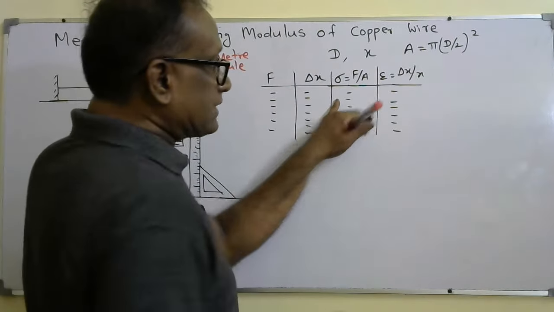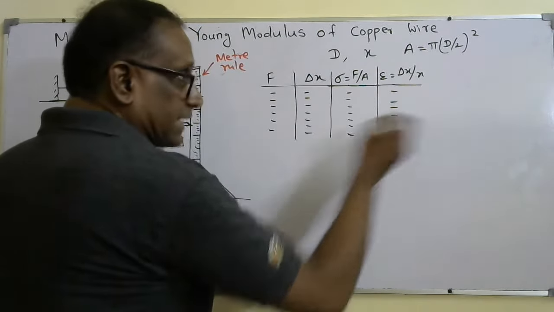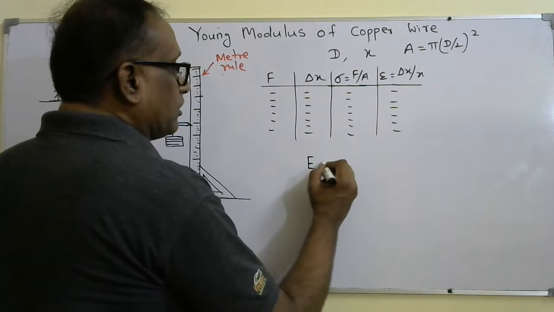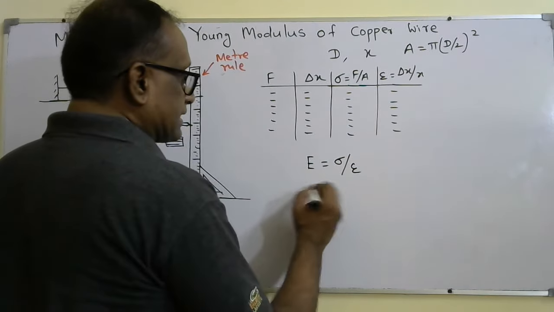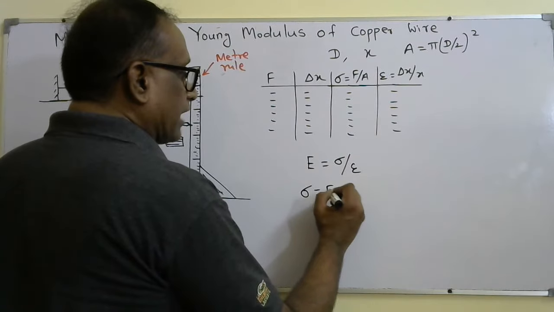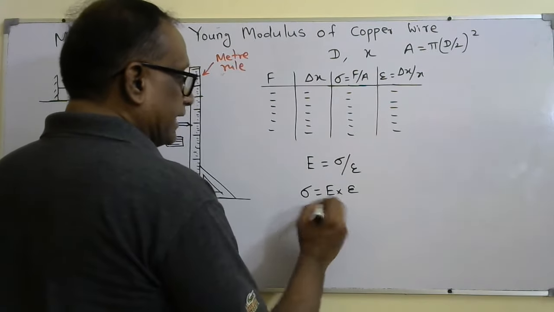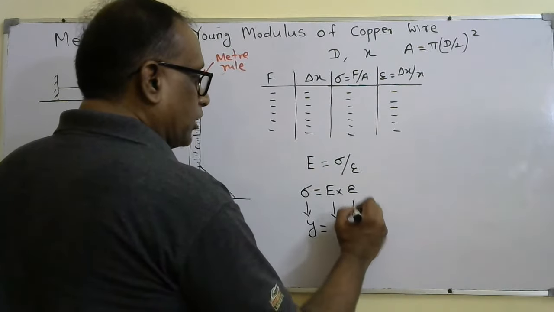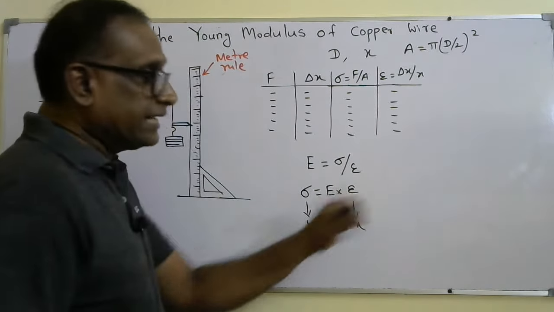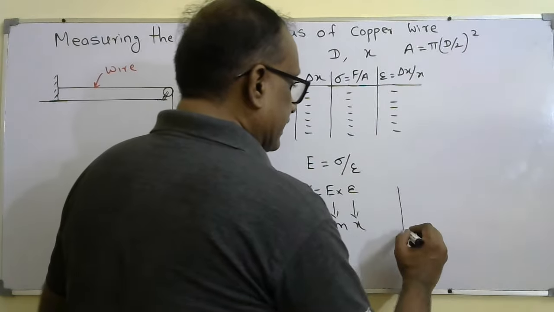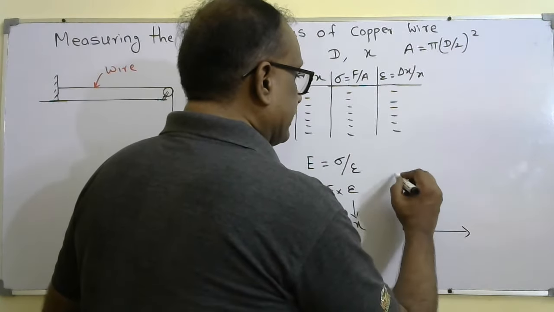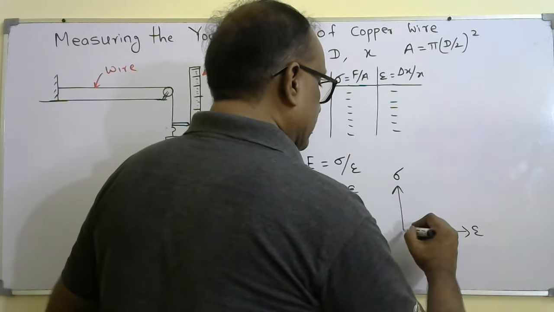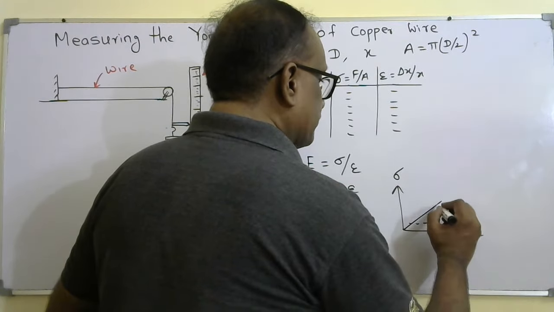Now you have calculated values of tensile stress and tensile strain. You know Young modulus equals tensile stress over tensile strain, so tensile stress equals Young modulus times tensile strain. This is in the form y equals mx. Plot a graph of tensile stress against tensile strain. You will get a straight line through the origin. Find the gradient of the graph. That will give the Young modulus. That is the first way of analysis using the raw data we recorded.